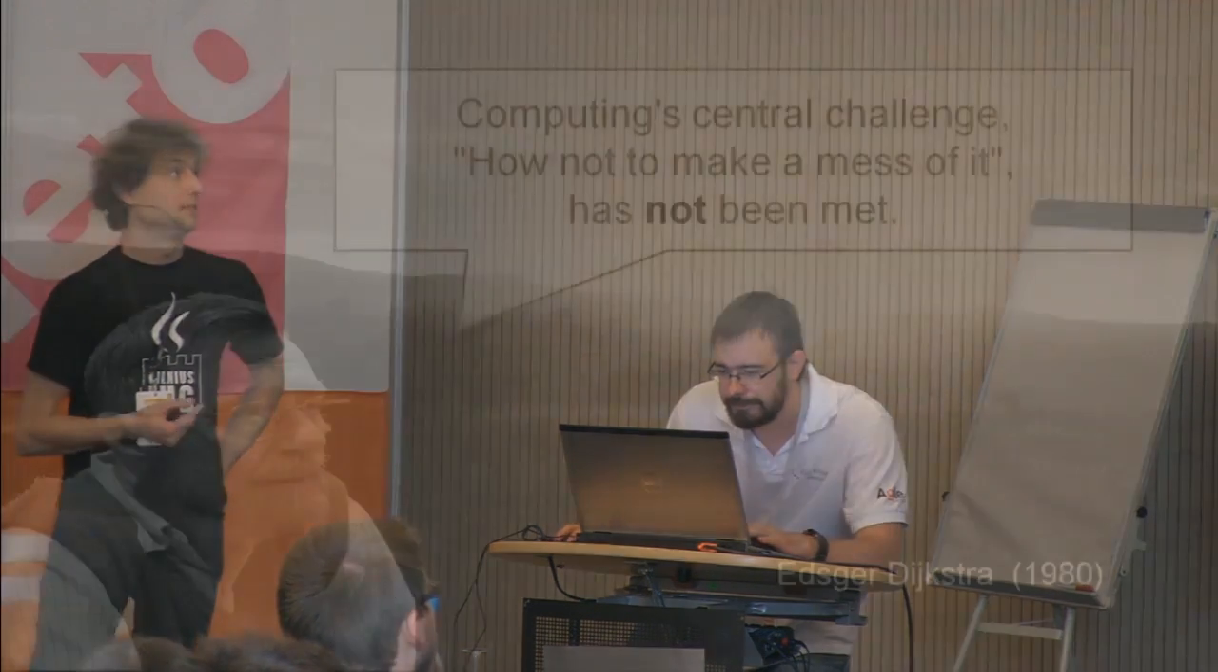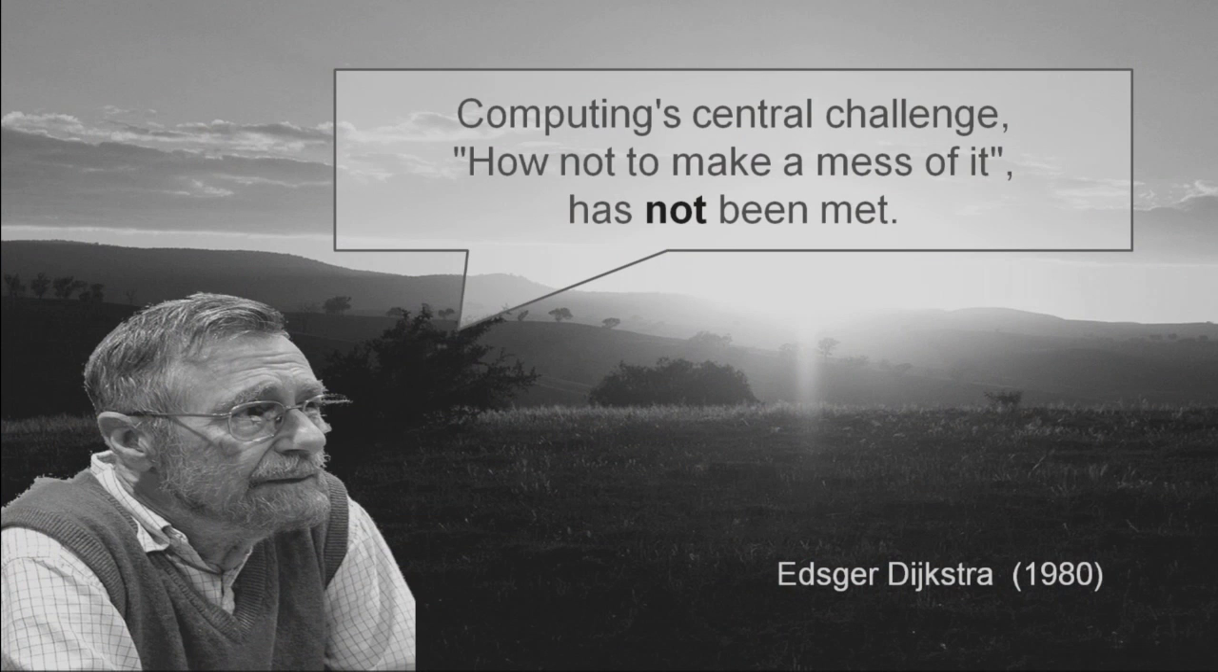So this is Dijkstra, and he said that computing's central challenge, how not to make a mess of it, has not been met. It still doesn't quite fit. And he's right. It's a good example of using double negative in the same sentence. But still, he's right. I mean, he said that like 33 years ago, and well, it was like ancient times. Now we're not like that, right? We're building robust systems, and we're not making a mess of it, and it's all good and nice.